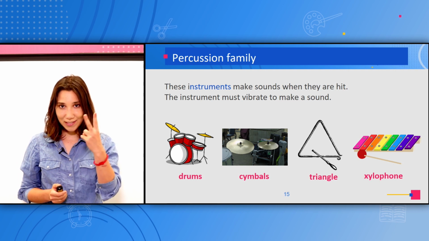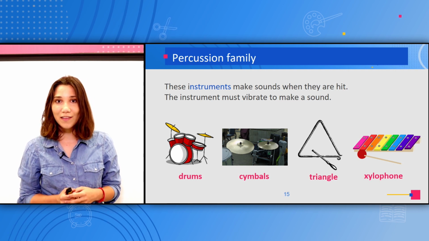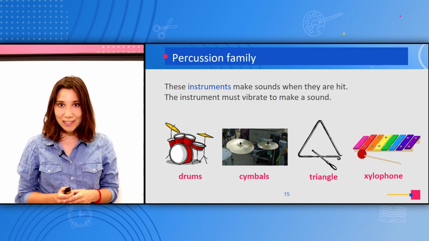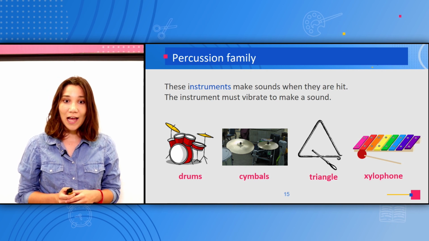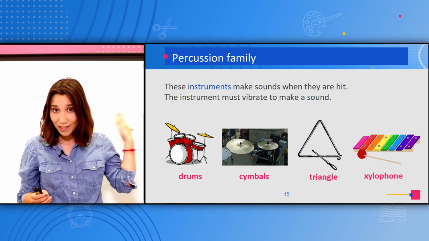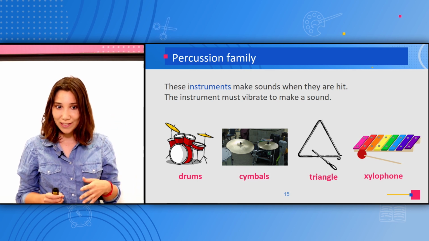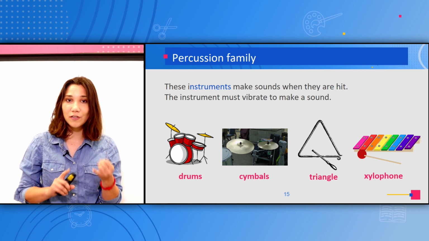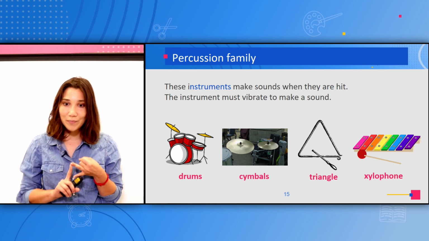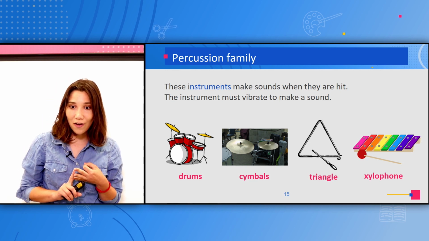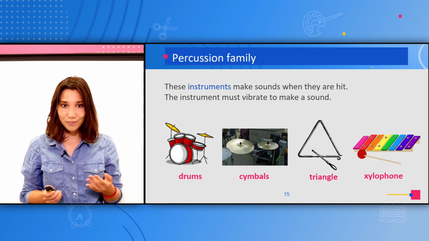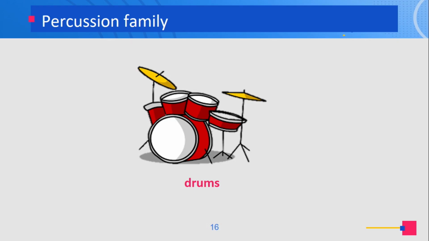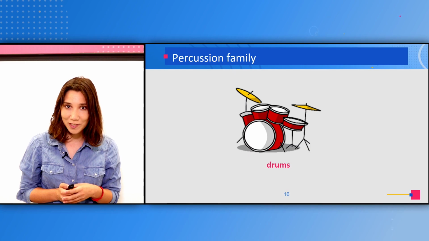Now we have our second instrument family. This is the percussion family. These instruments make a sound when they are hit, and the instrument must vibrate just like our string instruments to make a sound. Percussion instruments are instruments like drums, cymbals, the triangle, or the xylophone. So listen to the drums. This is an example of a percussion instrument.